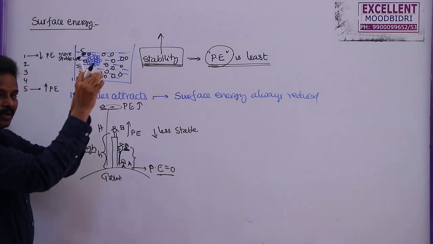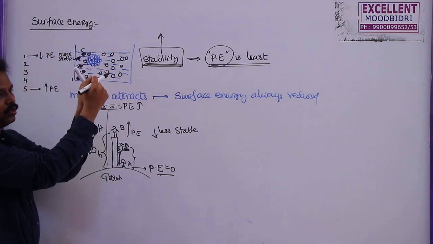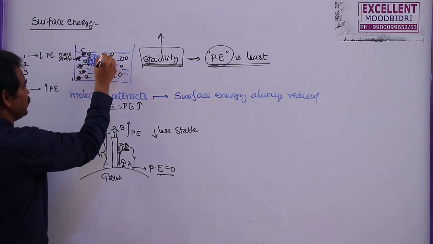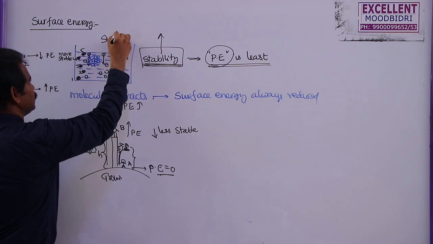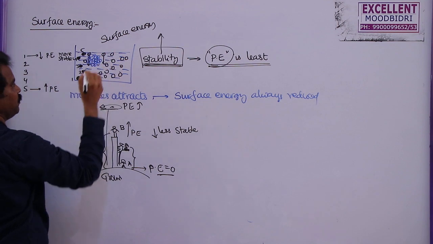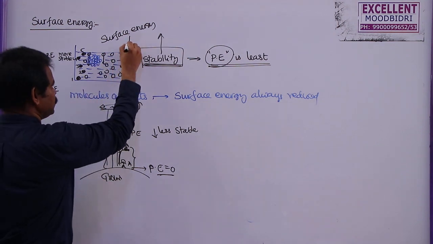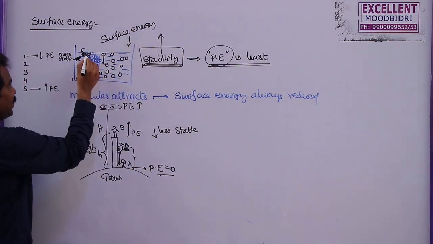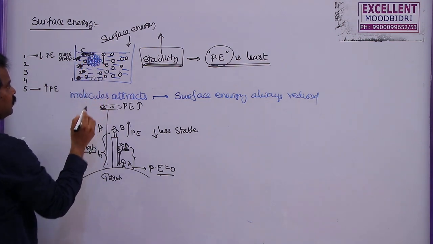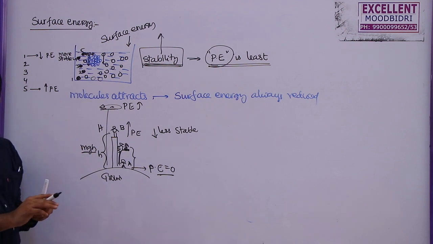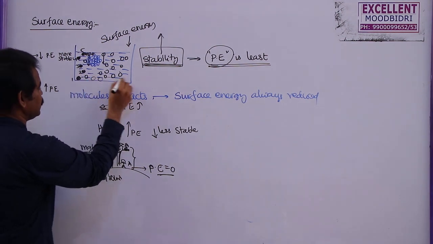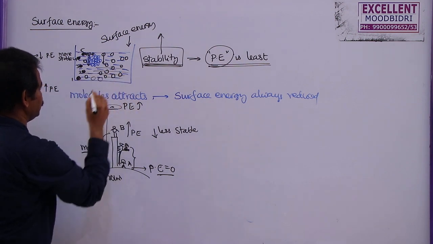That's why the molecules on the upper surface will come closer to each other and try to move downwards. That's why surface energy always acts downwards here. This surface energy acts downwards for the molecules present on the upper surface. As the surface energy is acting downwards, the molecules here will be crowded together when compared to the molecules here. That's why the upper surface will have more thickness than the layers in the bottom or interior.